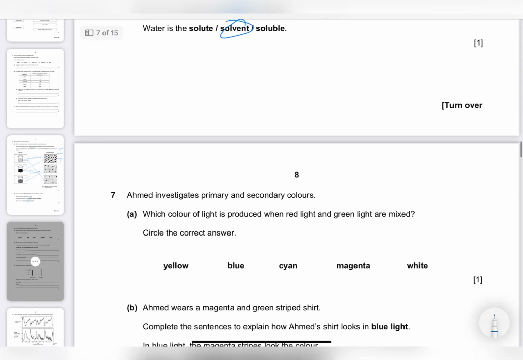Ahmed investigate primary and secondary colors. Which color for light is produced when red and green are mixed? Whenever we mix red and green, yellow is formed. All right. What are the primary colors? Do let me know in the comment section the difference between primary and secondary color.